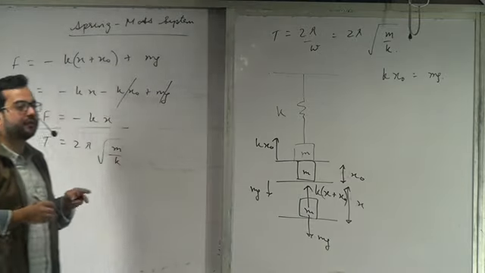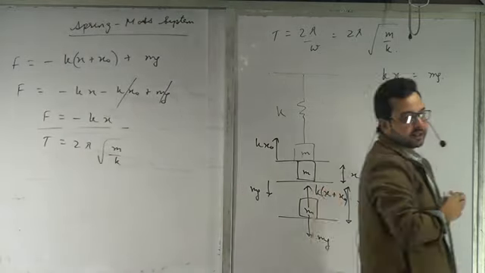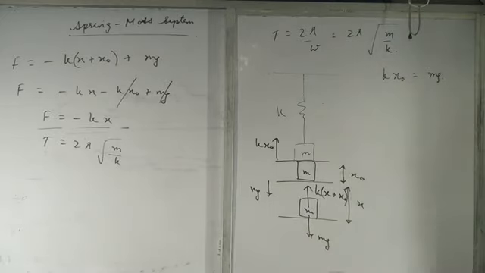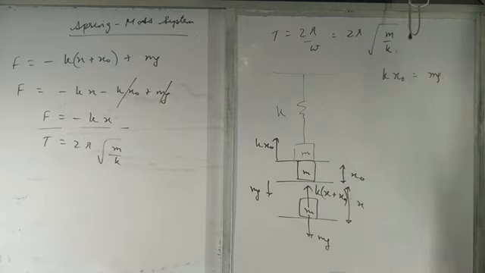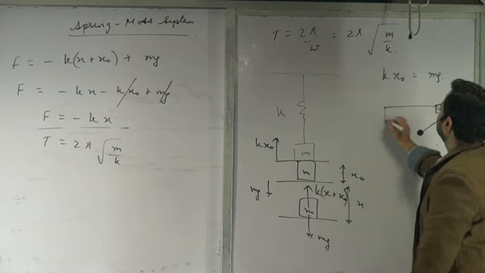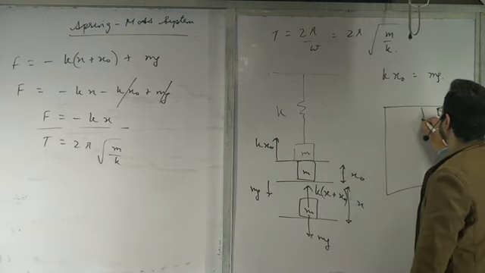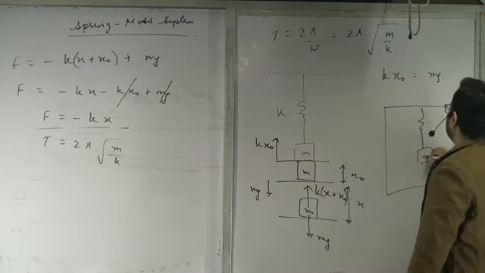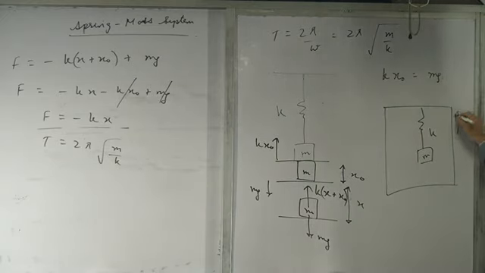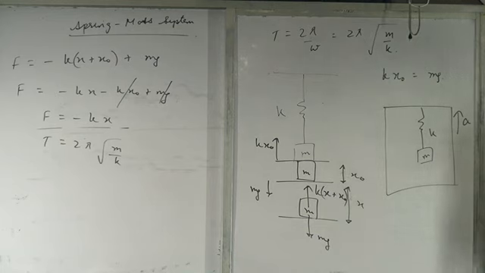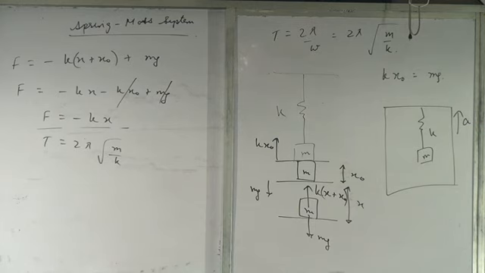2 pi under root of m by k. Is that correct? Any problem? Excellent. Now what you do is, you keep the spring mass system in an elevator and now send the elevator upward with an acceleration a. Now find the time period, or first of all prove that it is an SHM. If yes, find the time period.